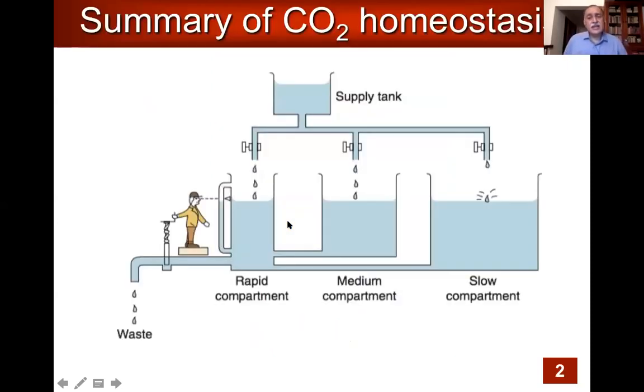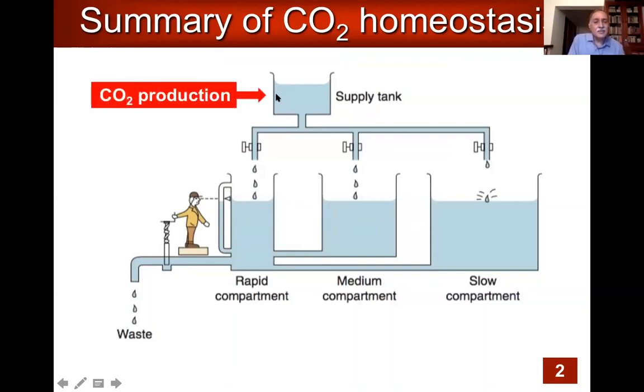Now this diagram here summarizes for us the carbon dioxide homeostasis. All the carbon dioxide produced in the body enters into this imaginary supply tank, and from there, some of it enters into the rapid compartment, which is the very richly perfused compartment, the medium compartment, which is the medium perfused compartment, and the slow compartment, which is the very poorly perfused compartment. So you have all the carbon dioxide being theoretically emptied into a supply tank, and then they enter into each of these subcompartments. And all of this is controlled.